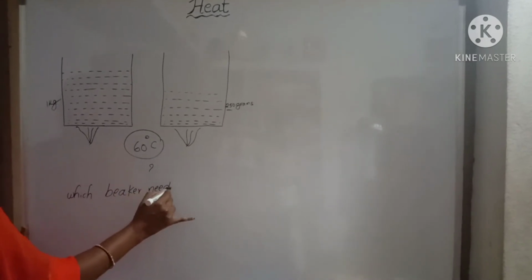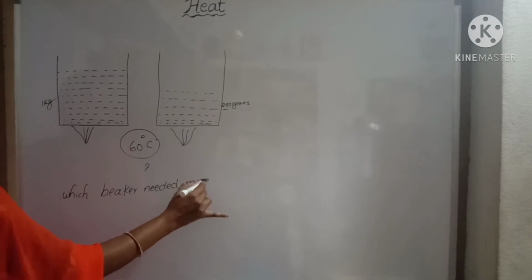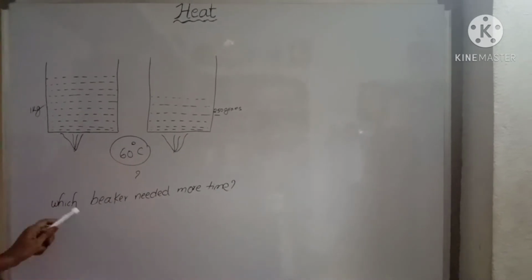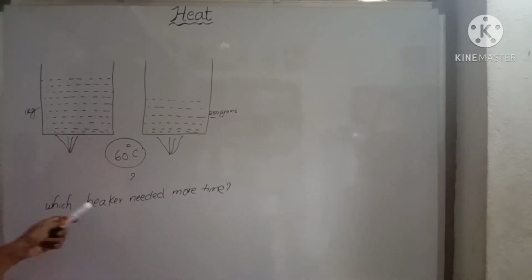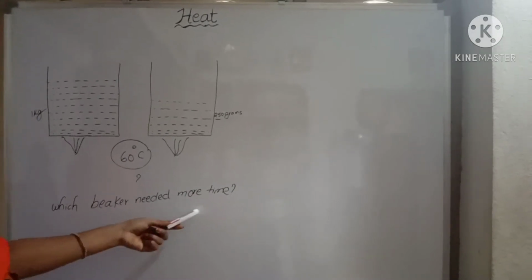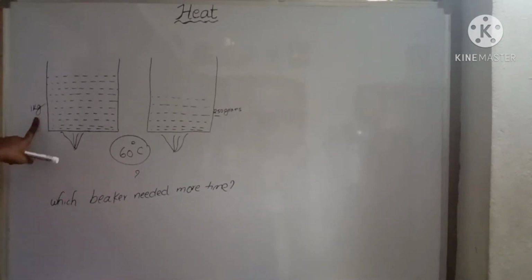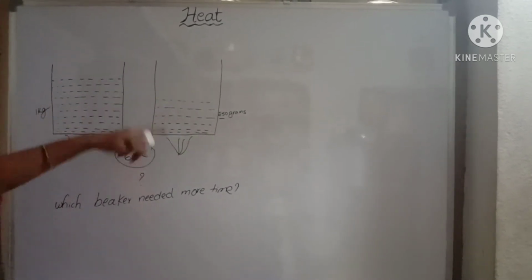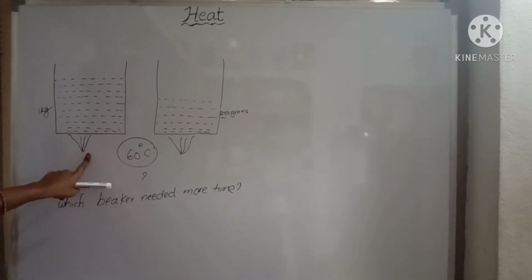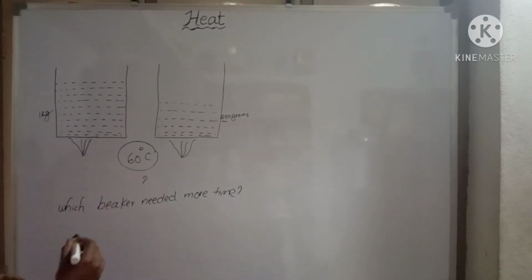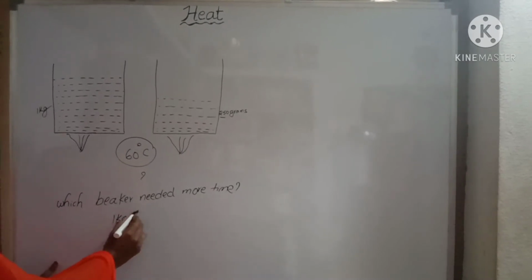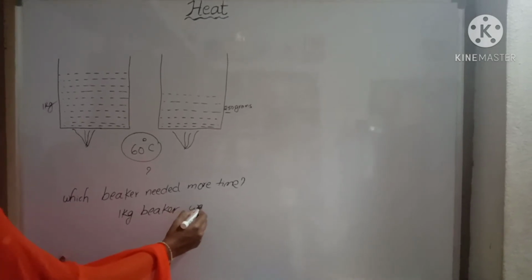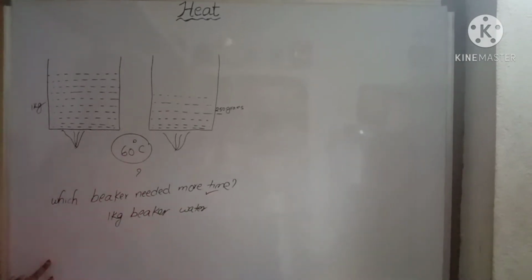Here the question is, which beaker needed more time to reach the 60 degrees centigrade temperature? You will notice that we need more time to raise the temperature of 1 kg of water when compared to 250 grams of water. That means you need to supply heat energy to a greater quantity of water than a smaller quantity of water for the same change in temperature. So here the 1 kg beaker needs more time to reach the 60 degree centigrade temperature.